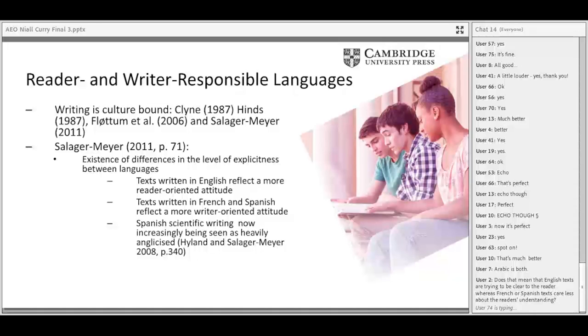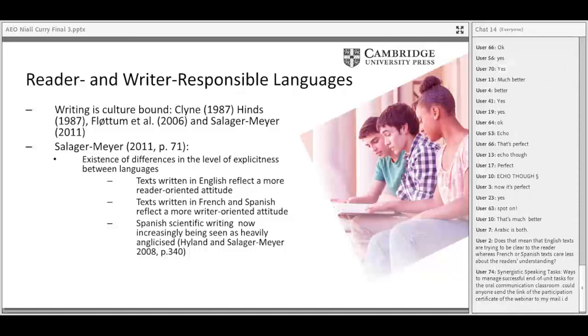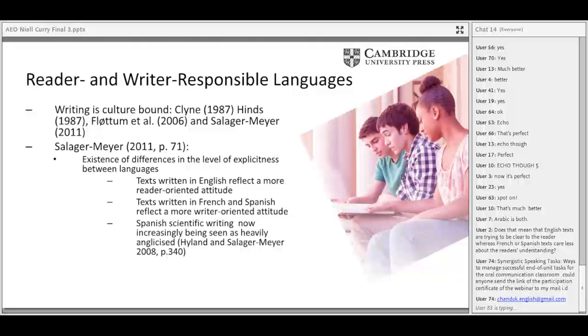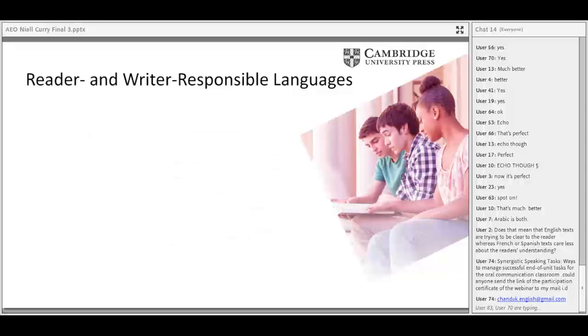It's not that. What we're saying here is that there are slight differences in the expectations from readers and the expectations from writers, and I wanted to find out a little bit more about what those differences are and whether or not they're changing, where Spanish scientific writing is seen to be increasingly anglicized. So it's often following more patterns that we see in English than would traditionally be seen in Spanish.